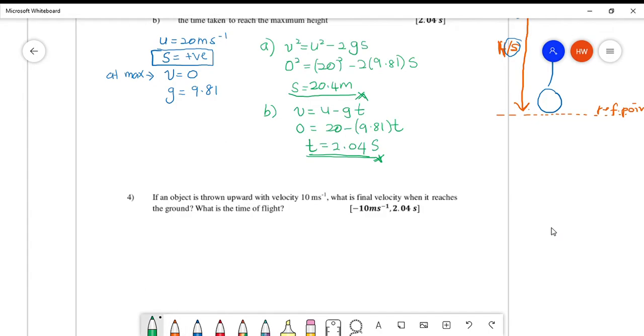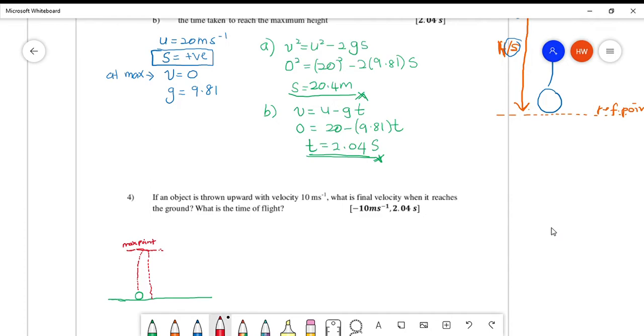Okay, saya lukis dulu path dia. Okay, katakan this is the ground. Okay, so we throw the ball. Okay, so it will follow this path. Okay, first dia akan naik atas, kemudian at one point dia akan jatuh ke bawah balik. Okay, so bila dia jatuh, kenapa dia jatuh kat bawah balik? Sebab gravity lah. Okay, so this is our maximum point.